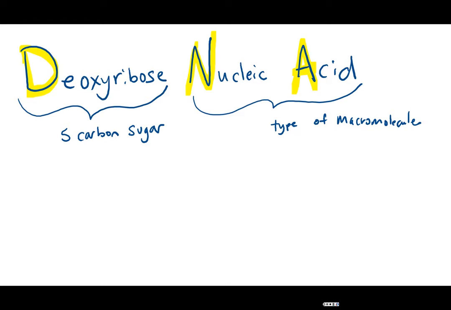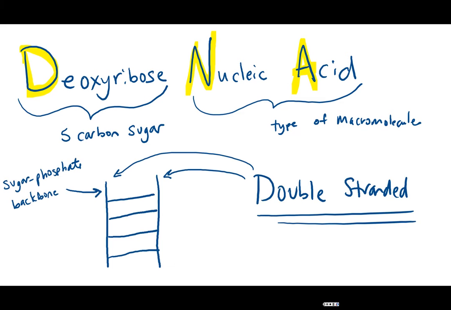Let's look at each of these in a little bit more detail, starting with our DNA molecule, which stands for deoxyribose nucleic acid. Now, this is a nucleic acid, and it tells us that in the name. The reason it is called a deoxyribose nucleic acid is this is describing the type of 5-carbon sugar found in this molecule.